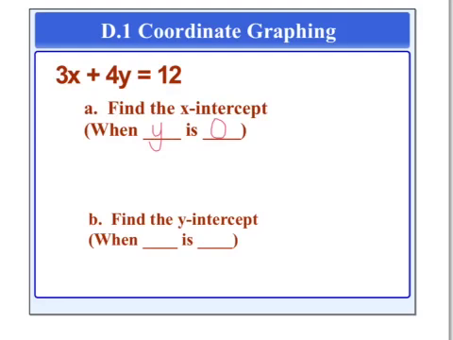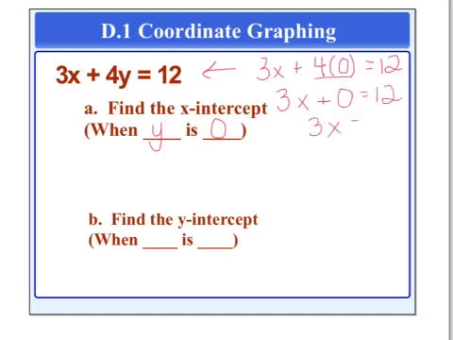So we're looking to find the x-intercept, which is when y is 0. So I'm going to take this equation right here, and instead of putting in a y, I'm going to put in a 0. And we want to figure out what that solution would be. So since the y is 0, instead of y I plugged in 0, that's going to give me 3x plus 4 times 0 is 0 equals 12, which leaves me with 3x equals 12.